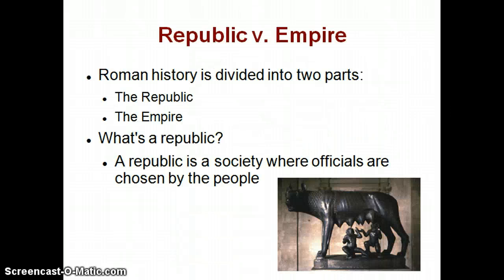So Roman history is divided up into two parts. The first is the Republic and the second is the Empire. And those parts are based on what kind of government Rome had at each time. So please look down at the second half of your front sheet where it says Government in Rome Republic and fill in the definition right here of a republic, a society where officials are chosen by the people.